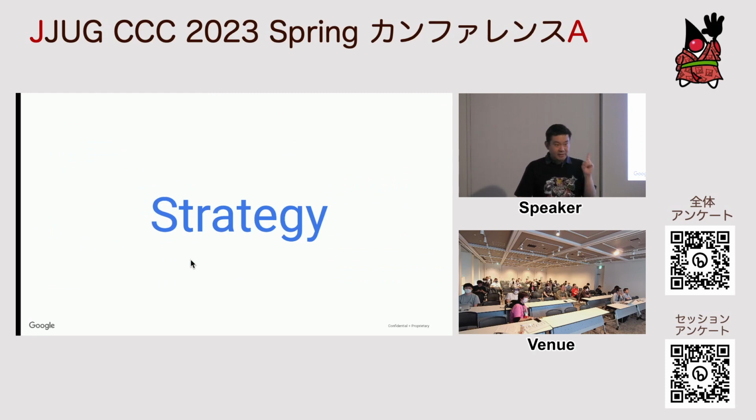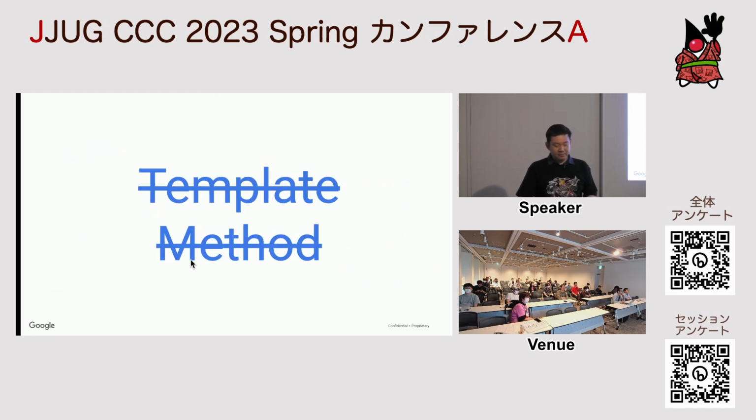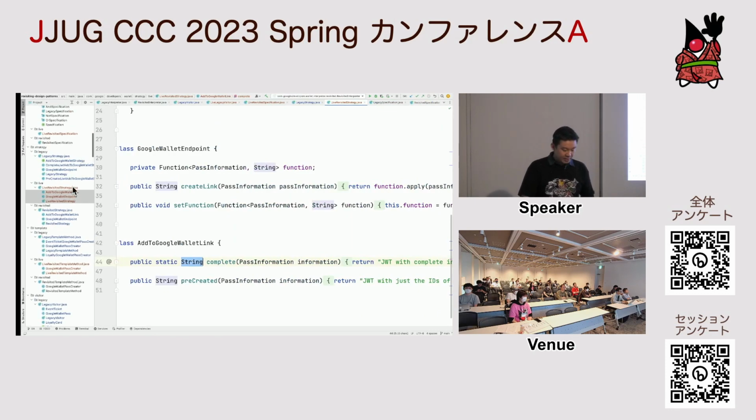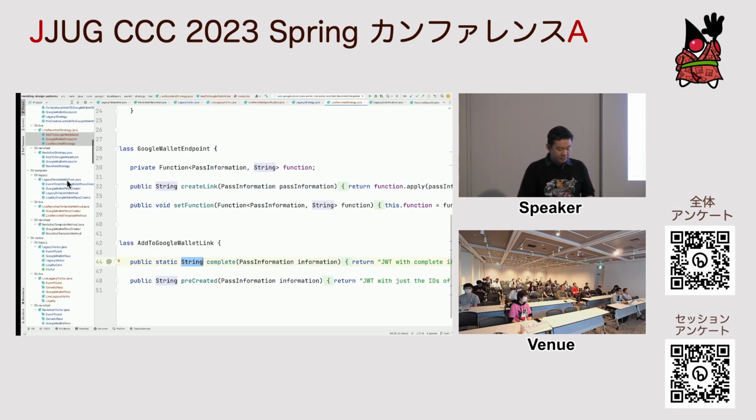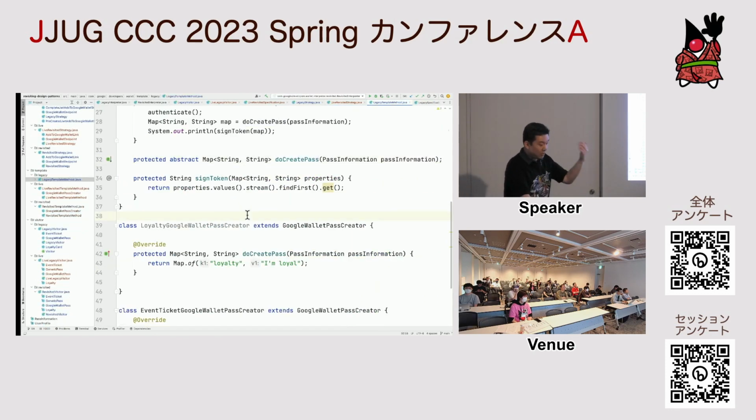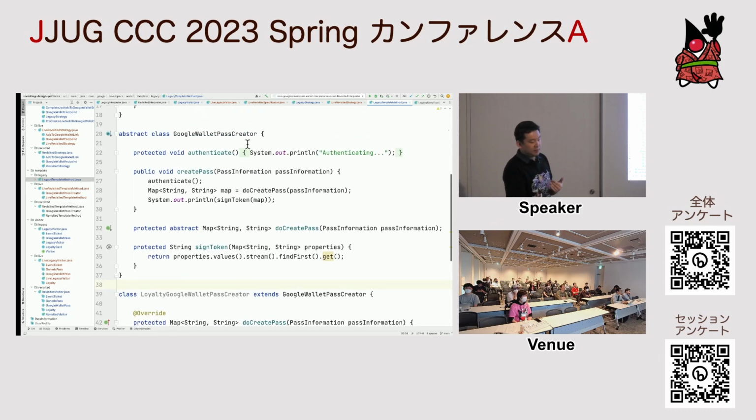And first, strategy. Second, template methods. We used to create a lot of template methods in the past. 2023, no template methods. We don't create template methods anymore. So how can we solve this problem? So if we go to template methods, before that, what do we have here?